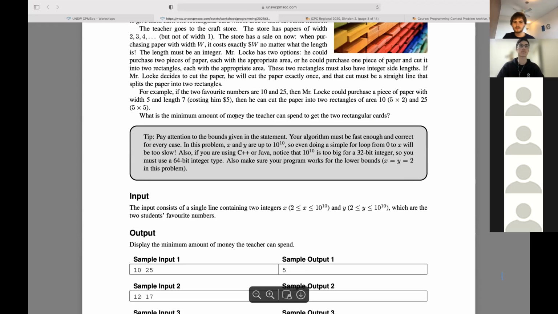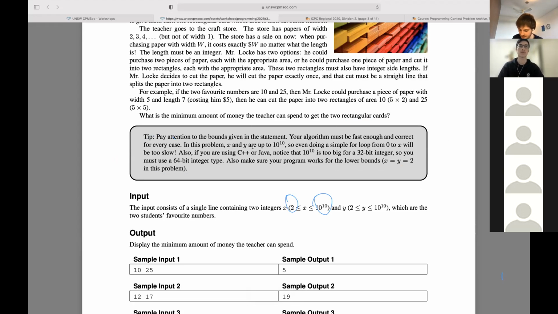So some important note that I didn't mention, but the constraints on X and Y are anywhere from 2 up to 10 to the power of 10, which is 10 billion, which is a very large number. And so they have a nice little note here, which they may have in divisionals, they may not, but it's just a nice bit of advice, which is your algorithm must be fast enough and correct in every case. We know that already. In this problem, X and Y up to 10 to the power of 10.